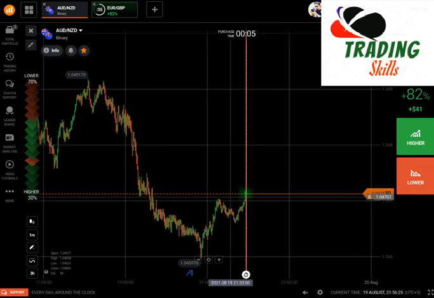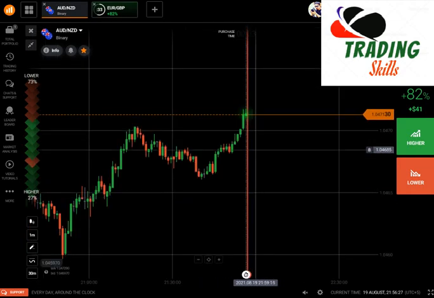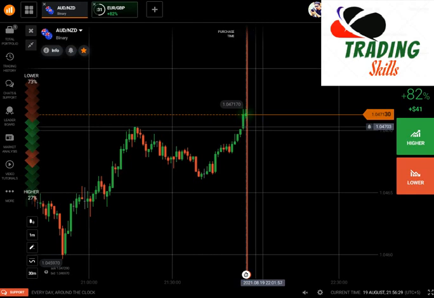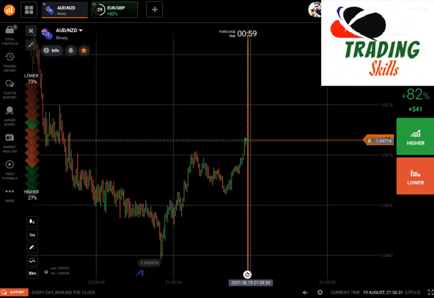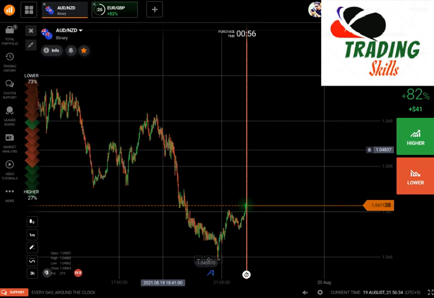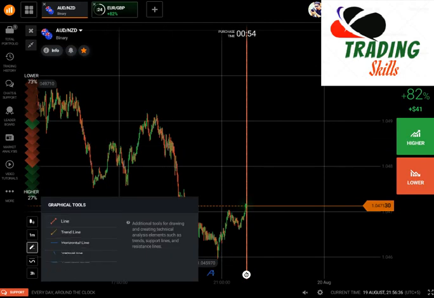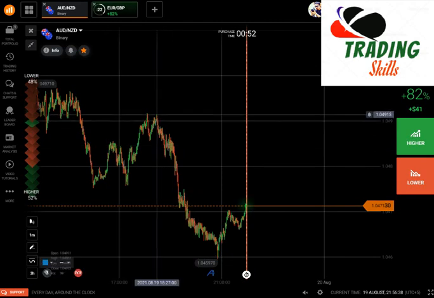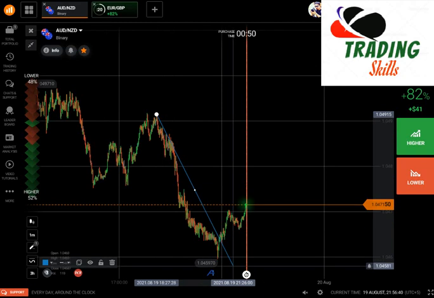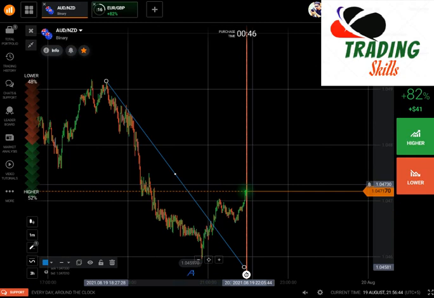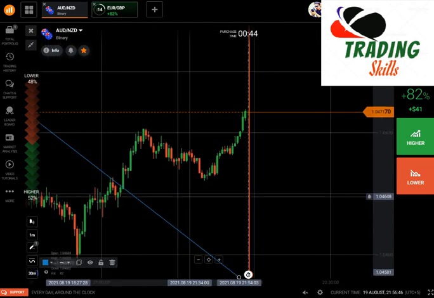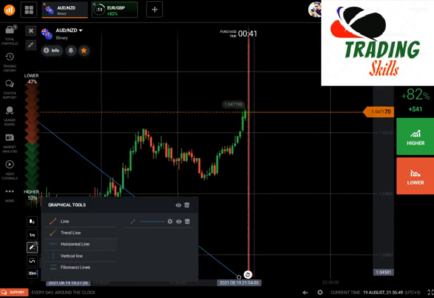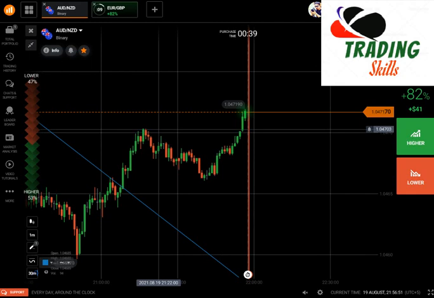So now you can see here, okay, so I need to analyze the market here. You can see here from this point to this point, this was a downtrend here. Now you can see market broke this level very strongly.